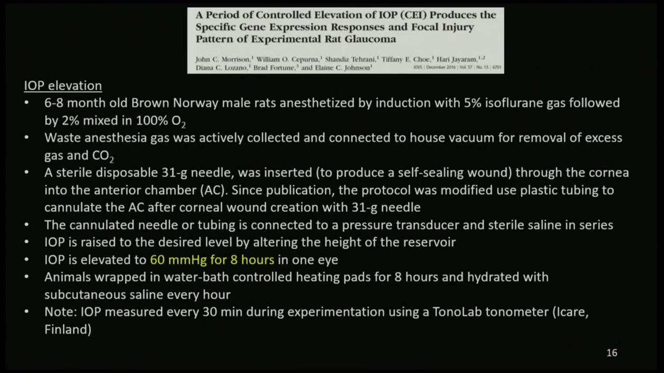If you have too much CO2 on board and you're not actively pulling that away in these animals, that can affect their physiology. Using a sterile 31 gauge needle, the cornea was cannulated using a self-sealing wound, and this was connected to a saline reservoir, and the saline reservoir was raised to an IOP of 60 millimeters of mercury for 8 hours. So it's a much higher pressure for a much longer duration than the first two models that we saw.